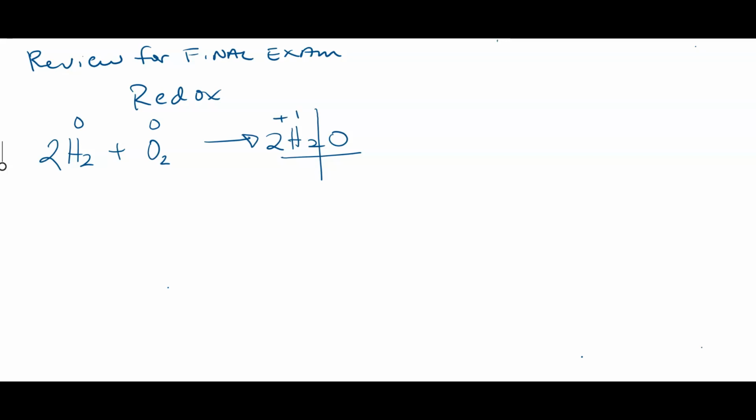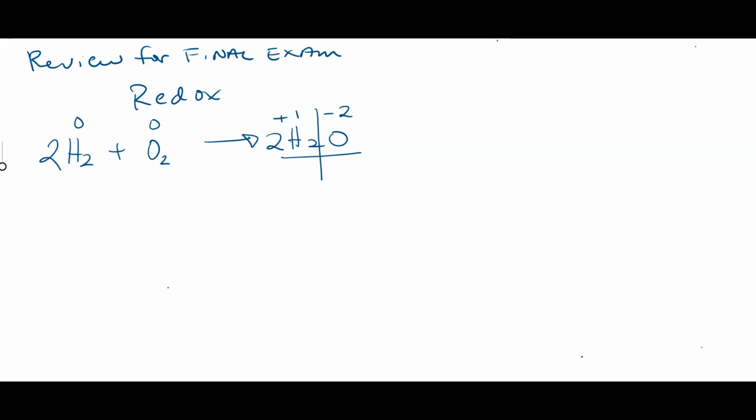Oxygen's group 6, so its oxidation number is -2 because group 6 wants 2 more electrons to fill its octet. So group 6s are generally, their oxidation number is -2.